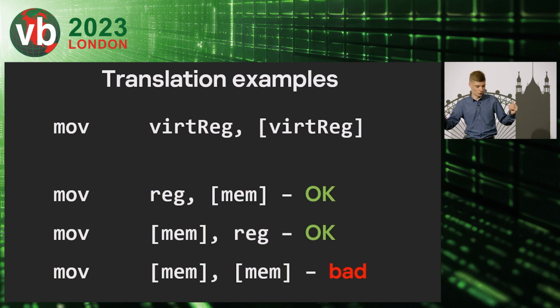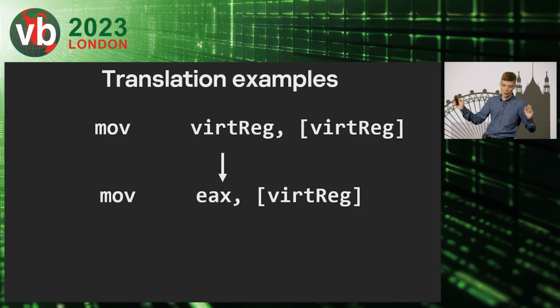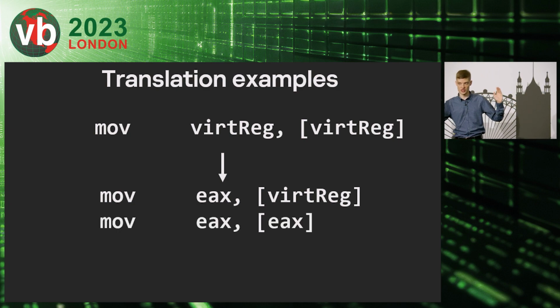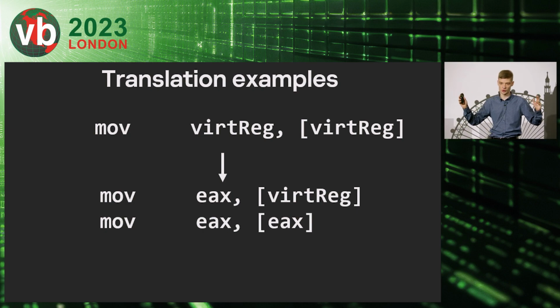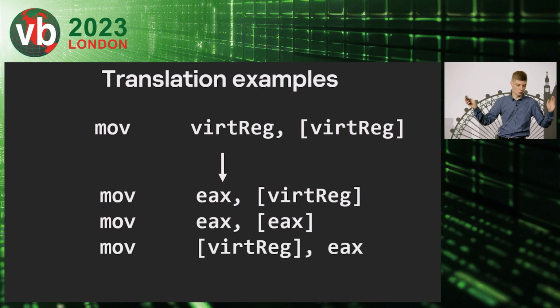So the first thing we can do, we can move the value of the virtual register, which contains an address, to EAX. We then dereference EAX, obtaining the value stored at this address. And we put the dereferenced value back to the virtual register. But here we're using a register called EAX.